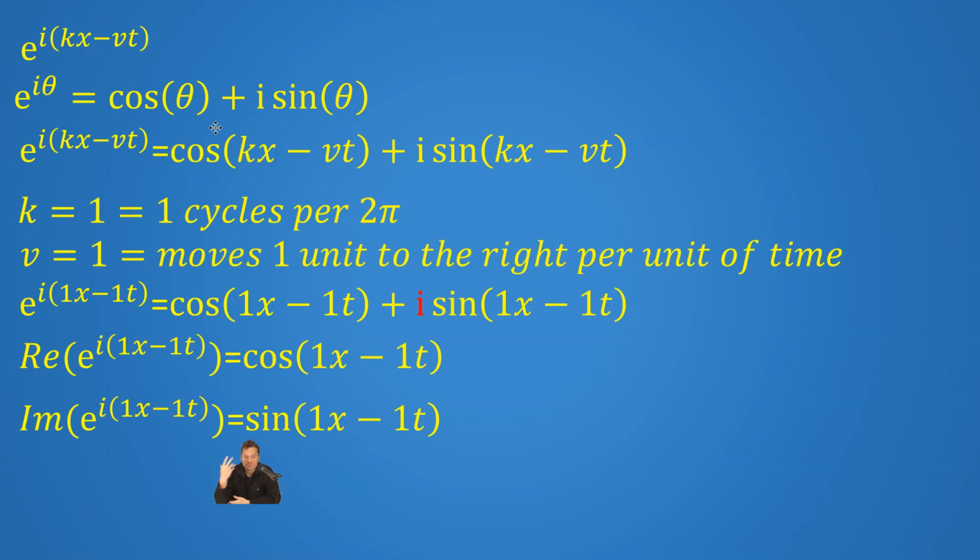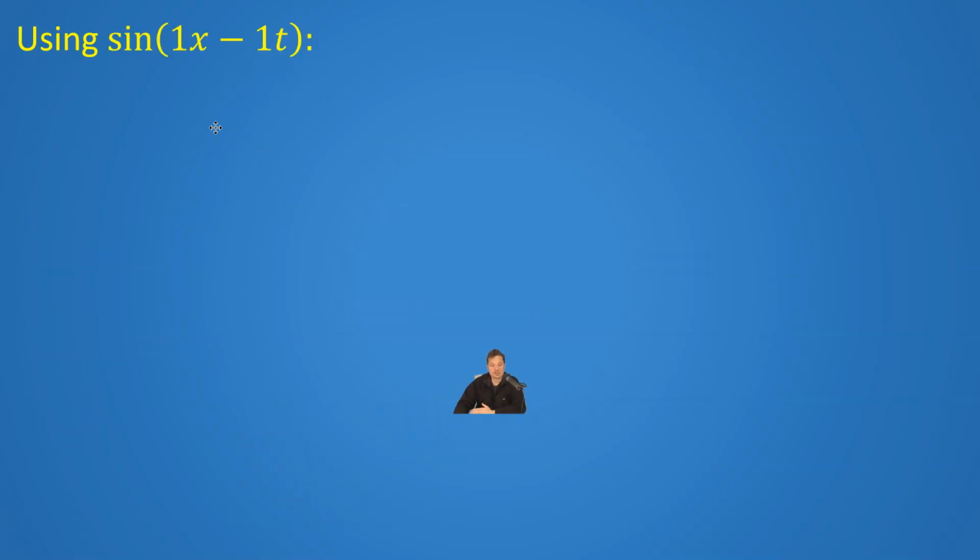So all of this so far is just unpacking that first expression that we have on top. Now at this point, because we have basically a cosine and a sine, we could study each one individually and show how each one represents a moving wave. In order to save some time perhaps, I will focus just on the imaginary part, which is sine 1x minus 1t, and let's see how exactly that represents a moving wave. So let's continue.